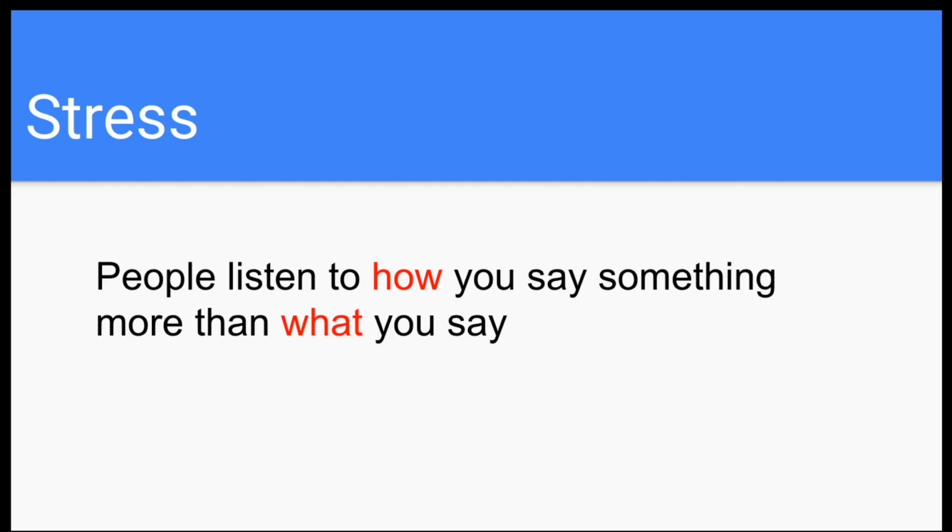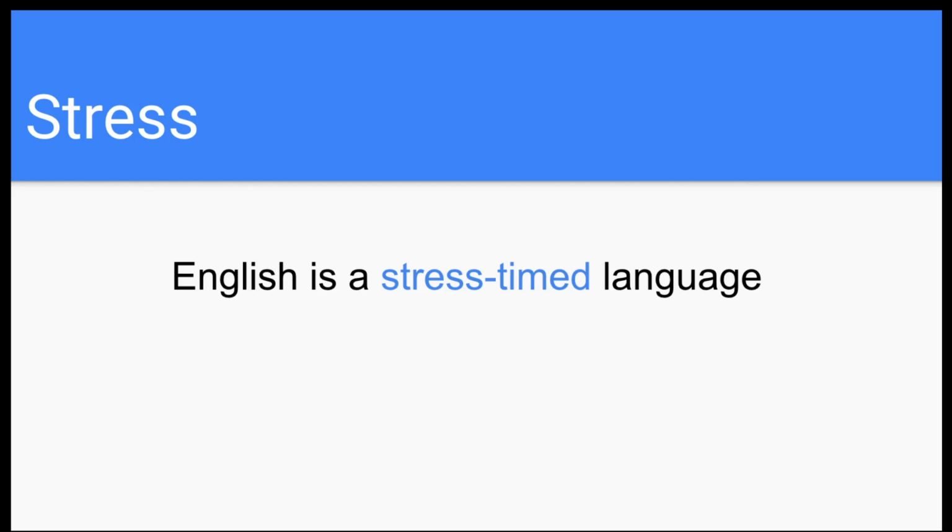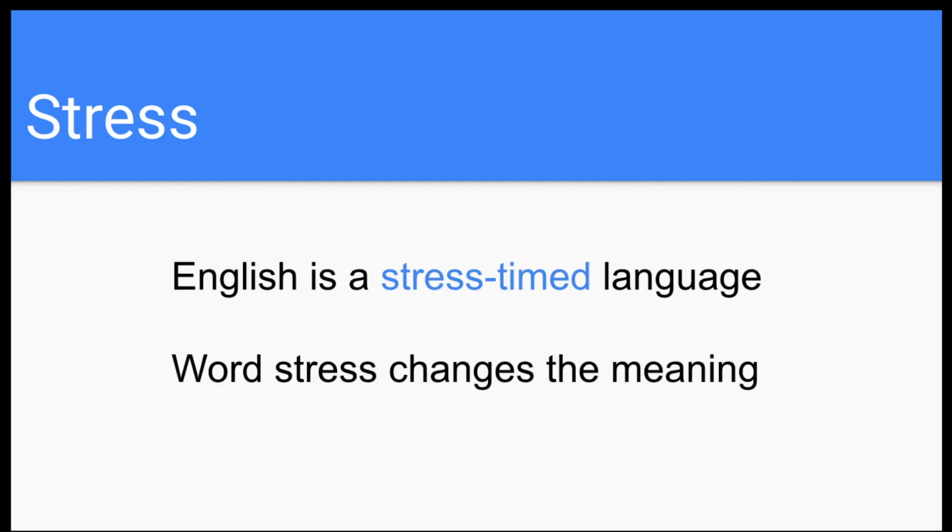So there was an example of stress. So people listen to how you say something more than what you say. So the words in red, I said more strongly than the words in black. Now, English is a stress-timed language, which means that the word stress changes the meaning. So specifically, it changes what the listener will focus on.